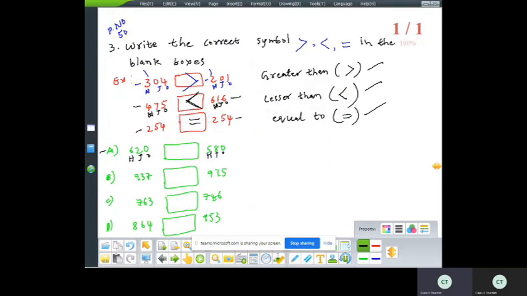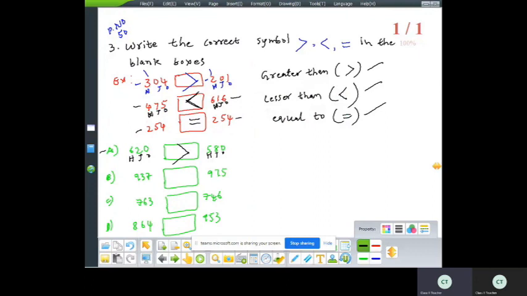Which means 620 is bigger than 580. The bigger number is on the left side. We open the mouth towards the left side, and we get the greater than symbol. 620 is greater than 580. This is the solution for A.